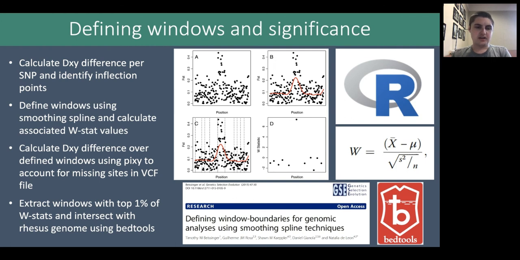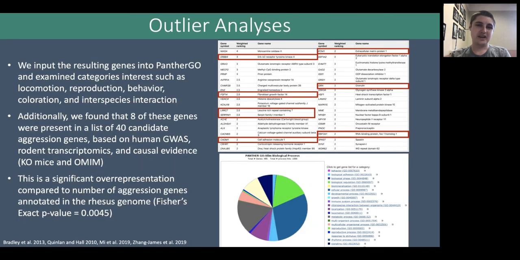So with that in mind, I extracted windows of the top 1% of W statistics and intersected them with the rhesus genome using bedtools. And I obtained outliers from that where basically we as a team input resulting genes into PantherGO, examined categories of interest such as locomotion, reproduction, behavior, coloration, interspecies interactions. That's shown at the pie chart at the bottom there.